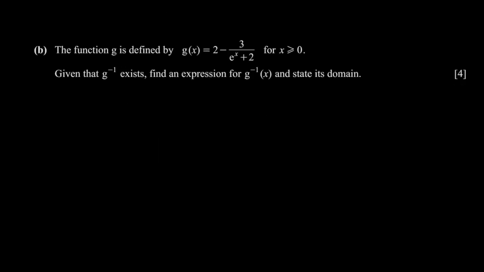Okay, then question B. The function g is defined by 2 minus 3 upon e to the x plus 2 for a domain of x is greater than 0. And given that g inverse does exist, find an expression for g inverse and state its domain.